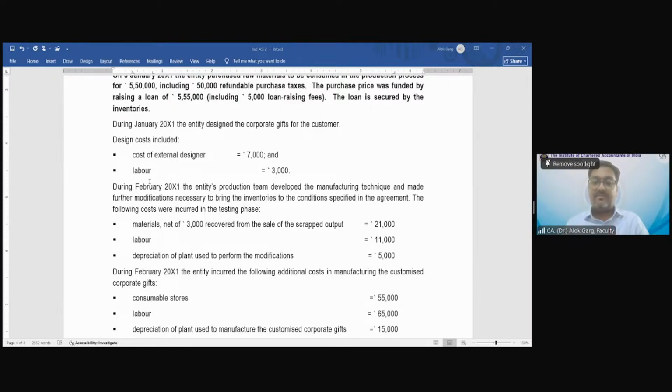Whether this will be covered? Yes, sir. Why will it be covered? Because it is given that it is necessary to bring the inventories to the condition. Yes, you're right. It is necessary to bring the inventory to the condition specified in the agreement, and that is why this entity has to incur material, labor, and this depreciation cost. So 21 plus 5, 26 plus 11, 37,000 rupees will become part of the inventory cost.